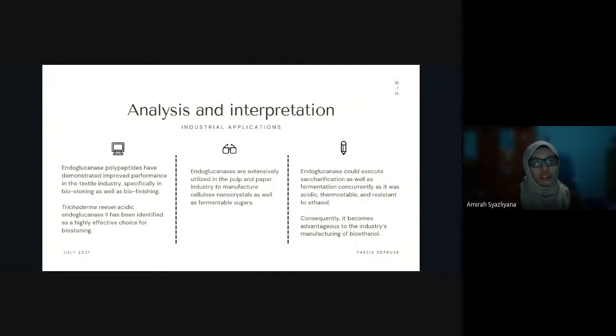An example for the textile industry is that most cotton garments turn fluffy and drab due to the presence of partially detached microfibers on the surface. Therefore, the use of cellulases can eliminate these microfibers, thus providing a smooth surface as well as the natural color of the clothes.